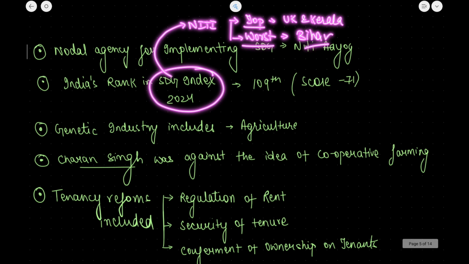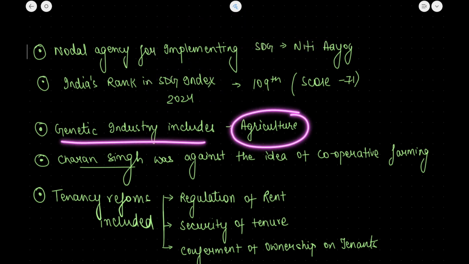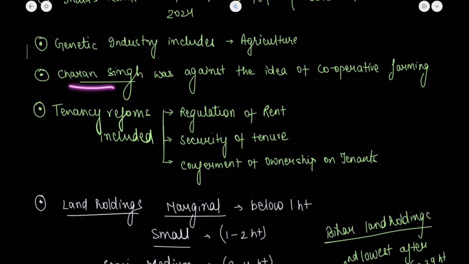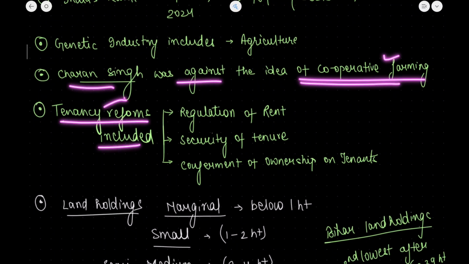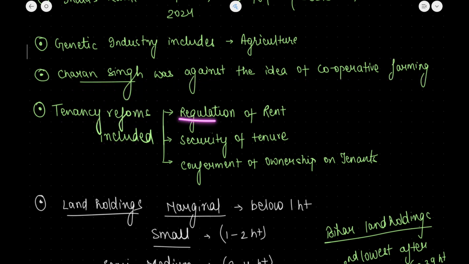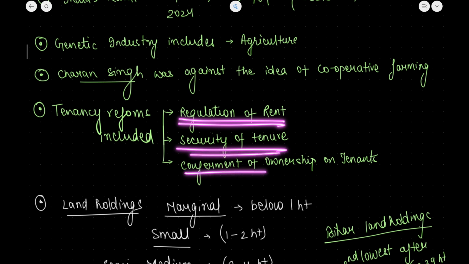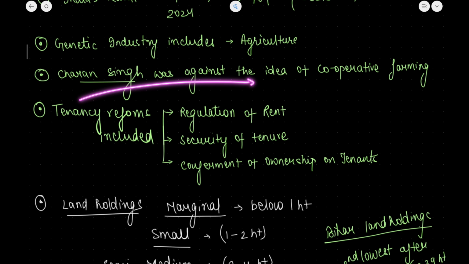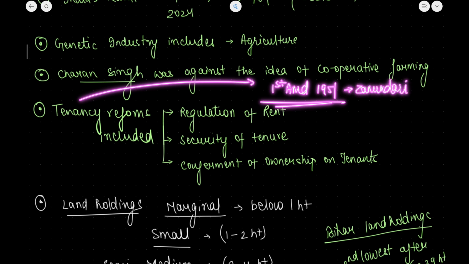Now next is the agriculture industry, which includes agriculture. Charan Singh was against the idea of cooperative farming. Tenancy reforms, which were introduced in the year 1951, included the regulation of rent, security of tenure, and conferment of ownership on the tenants. Now, the tenancy reforms were introduced by the First Amendment Act of 1951, in which the zamindari laws were changed for serving the socialistic principles of the society.